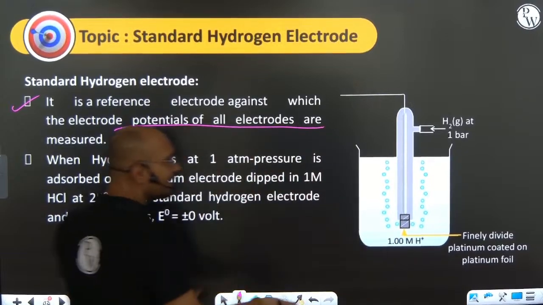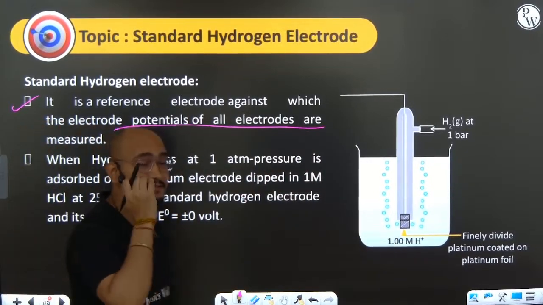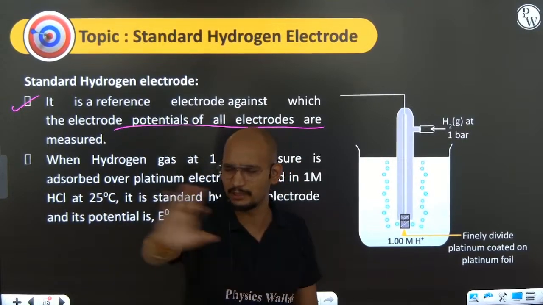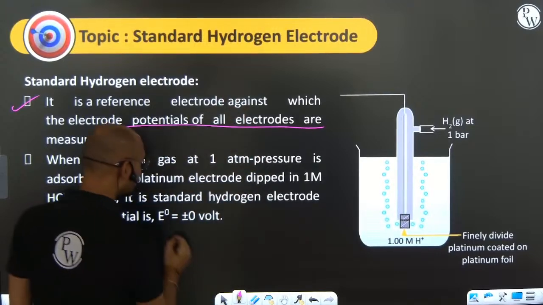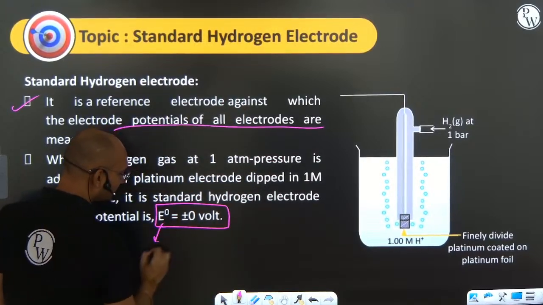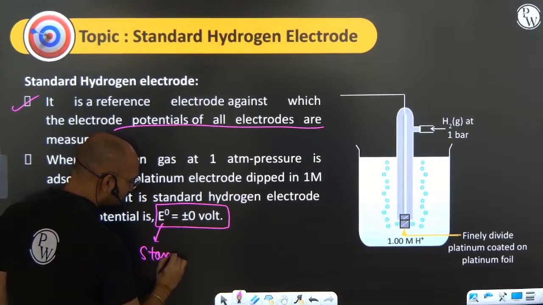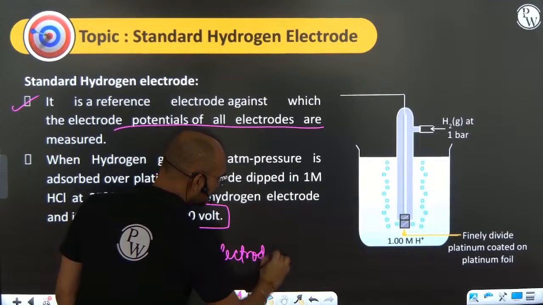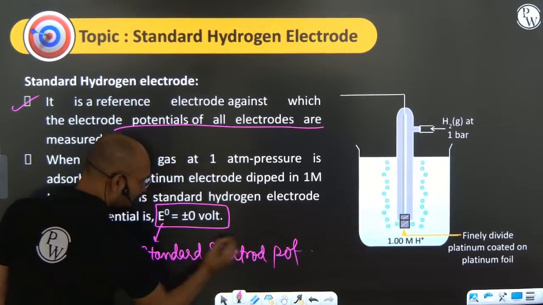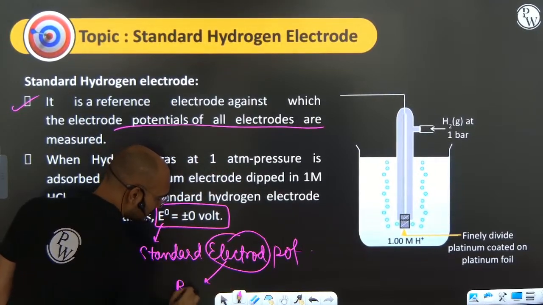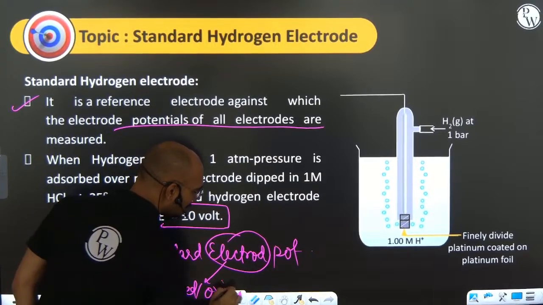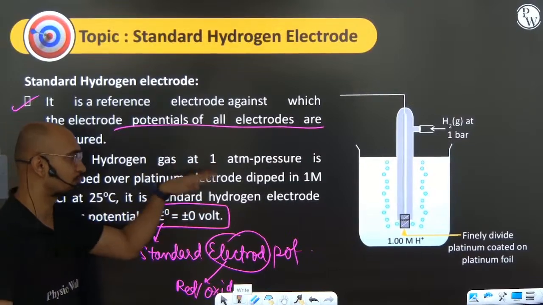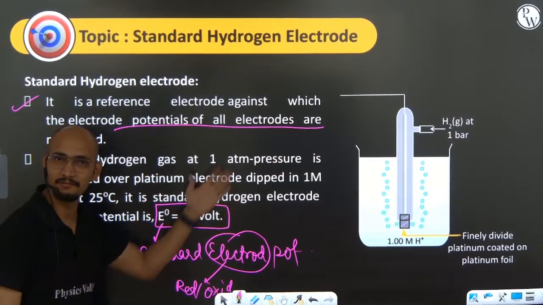So that is how we make the SHE, and we consider its E, either oxidation potential or reduction potential, whatever you take, we consider its E equals 0, or E naught equals 0, that is standard electrode potential. So here electrode potential can either be reduction as well as oxidation, no issues. So it is always taken as 0. So with respect to this, if something shows positive voltage, we will say positive, if negative, then negative.